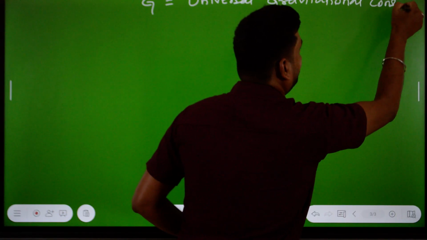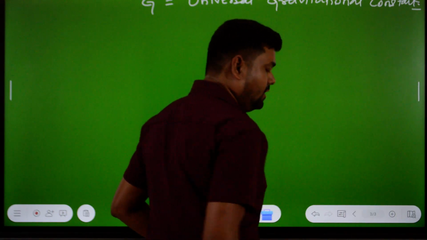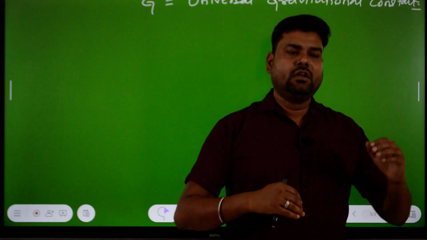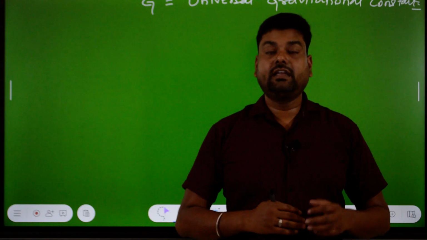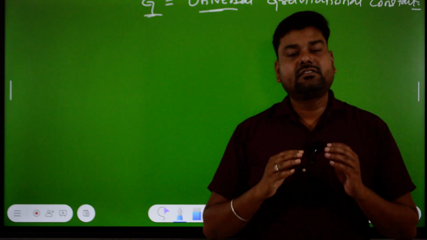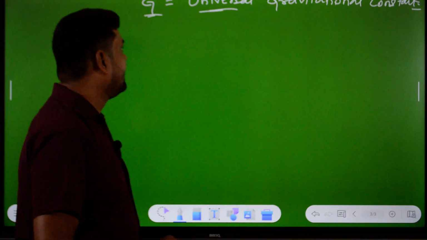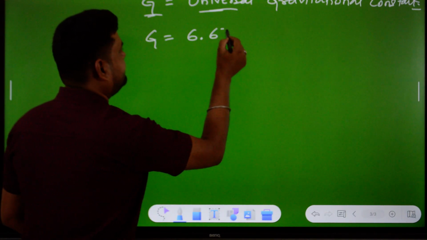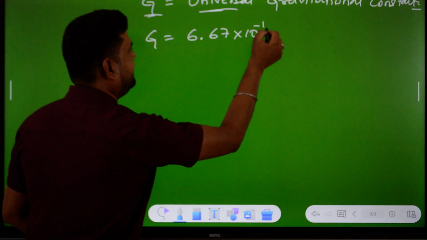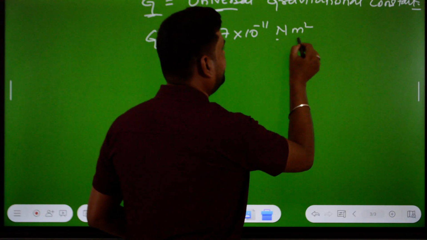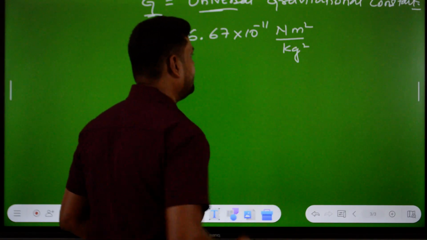The meaning of this is, wherever in the universe you can go, you can be on Earth, Moon, Pluto, you go to any other planet, anywhere in the universe, the value of G will not change, it will be fixed. What's the value of G? The value of G is 6.67 into 10 to the power minus 11 Newton meter square per kg square.